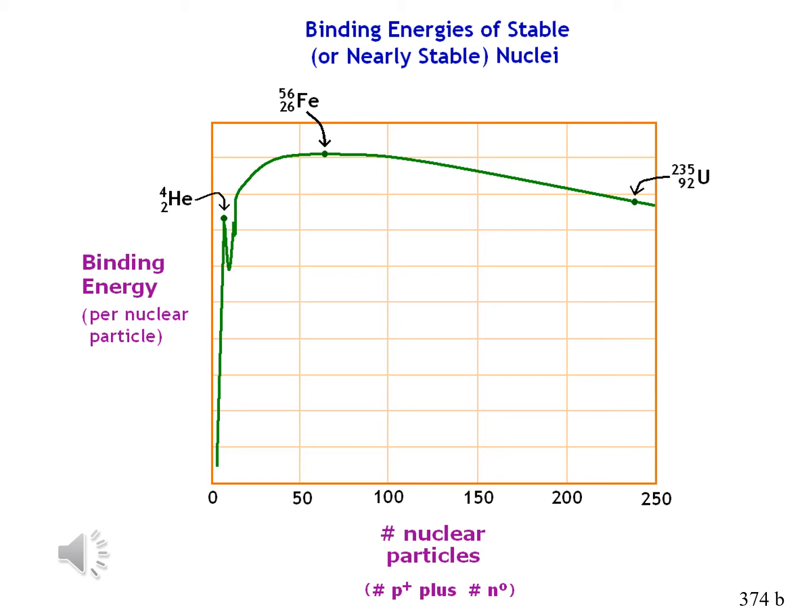Now the question is, where would a radioactive isotope lie on this graph? Well, it would lie below the green line because it doesn't have enough binding energy. And so it has to give off energy in order to become more stable, and that will increase the binding energy until it reaches the stable green line.